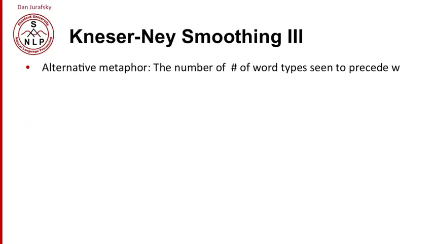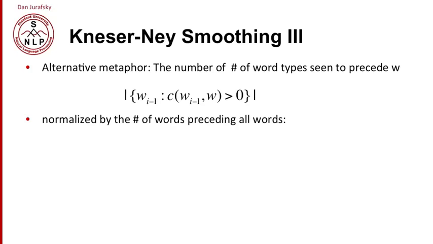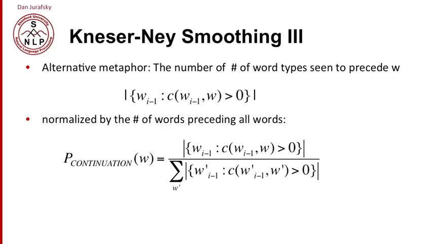Now, it turns out that there's an alternative metaphor for Kneser-Ney with the same equations. So again, we can see the numerator as the total number of word types that precede W. How many word types can W follow? And we're going to normalize it by the number of words that could precede all words, so the sum over all words of the number of word types that can precede the word. And these two are the same.